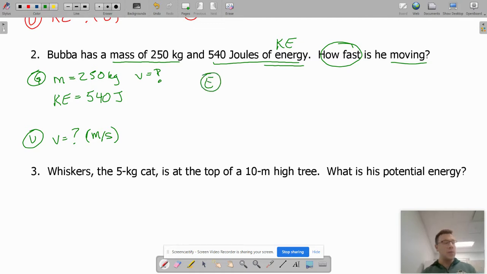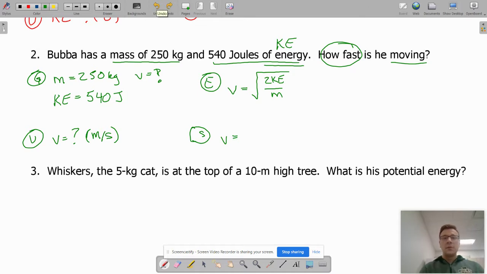Now, the equation here, since we are solving for velocity, is a little bit more complicated of an equation, but velocity is equal to the square root of 2 times the kinetic energy divided by the mass. Okay. So we'll go ahead and substitute our values in here. And the velocity of Bubba is going to be equal to, well, there's three lines there, the square root of 2 times 540 joules.